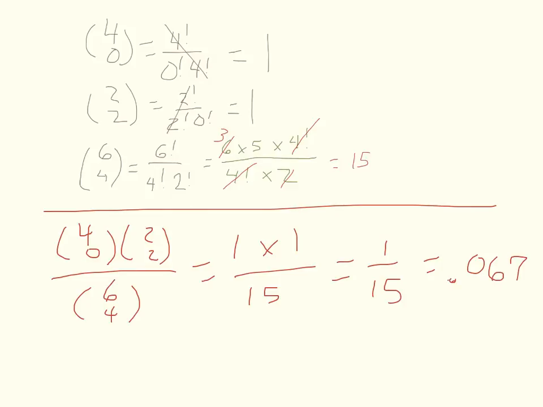And that's the answer you see in your textbook. So hopefully this small video helps you understand where they get the 0.067 from. But if not, feel free to shoot me another message and let me know.